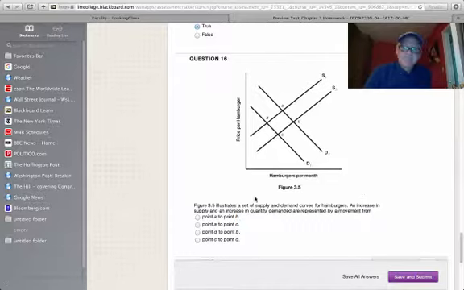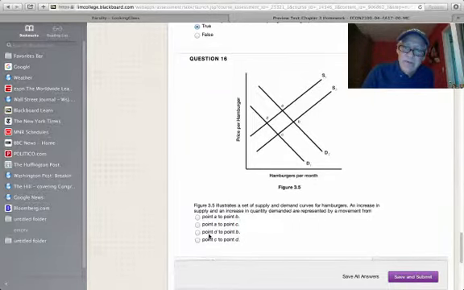Question 16. All right. Figure 3.5 illustrates the set of supply and demand curves for hamburgers. An increase in supply, and again, an increase in supply, the whole supply curve shifts, right? So it's going to go from, what is this, S1 to S2. And an increase in the quantity demanded, again, this is that semantics, that's movement along the same demand curve. So the demand isn't really shifting, it's just movement along this demand curve because the supply line is moving completely.